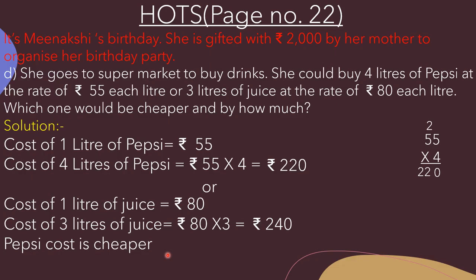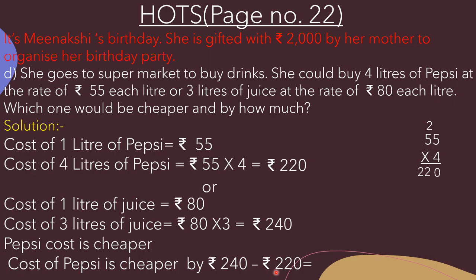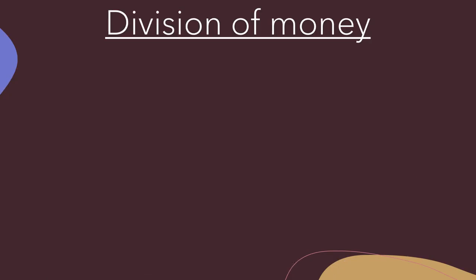Now we have to find out by how much. So for that we need to subtract the amount of juice and Pepsi. So here which one is the greater? That is the cost of juice. So first of all we will write 240 and after that we will subtract 220 from it. Here we will write: cost of Pepsi is cheaper by rupees 240 minus rupees 220, and that is equal to rupees 20 only. Understood, beta?